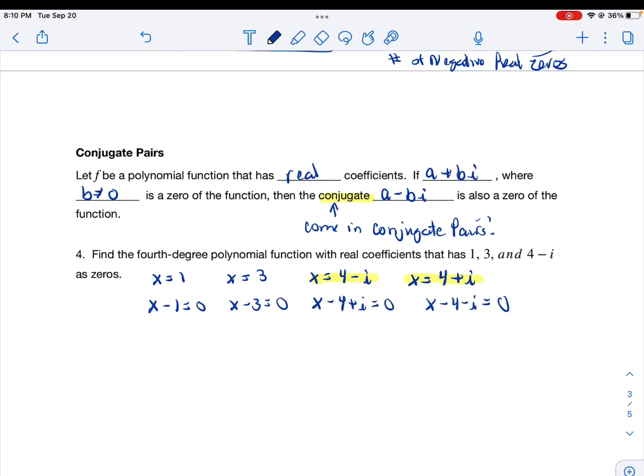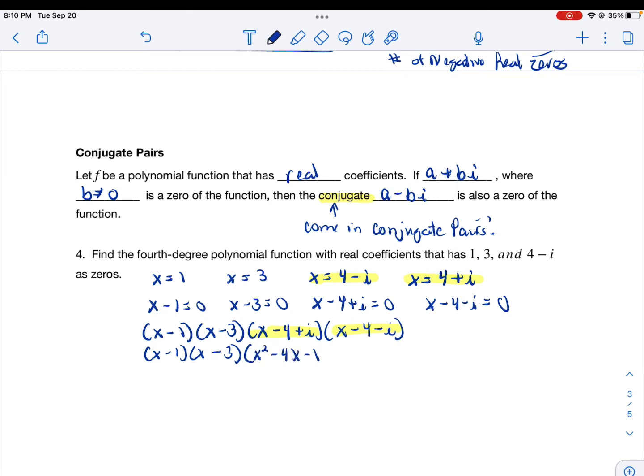And then these are the linear factors of this polynomial: x minus 1 times x minus 3 times x minus 4 plus i times x minus 4 minus i. Now, to make your life easier, multiply the factors with i together first, and you'll eliminate the i's. Because remember, when complex conjugates multiply together, they give you a real number.